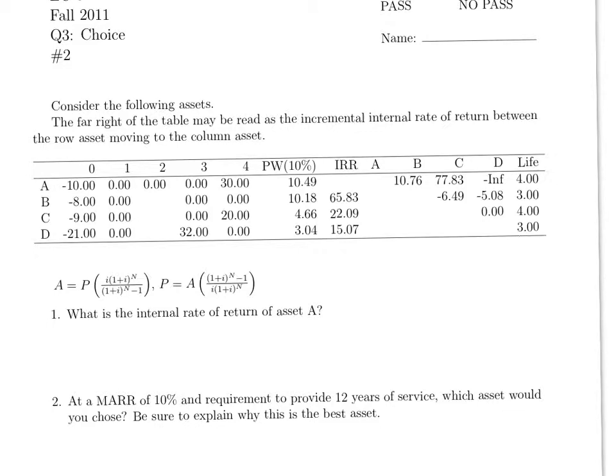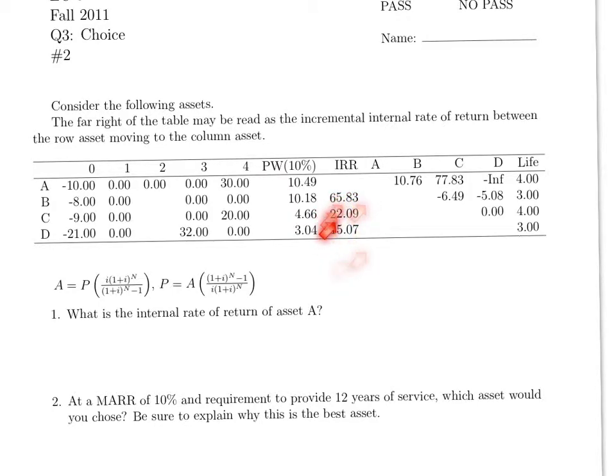We've got 4 assets, A, B, C, and D, and rather than have them arranged vertically, these are arranged horizontally. So for asset D, it costs you $21 in time period 0, and it gets you $32 in time period 3. I've also already arranged to calculate the present worths for you, so you don't have to do that.